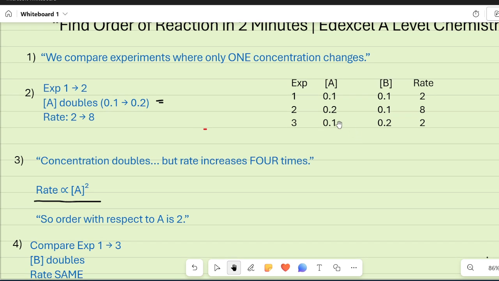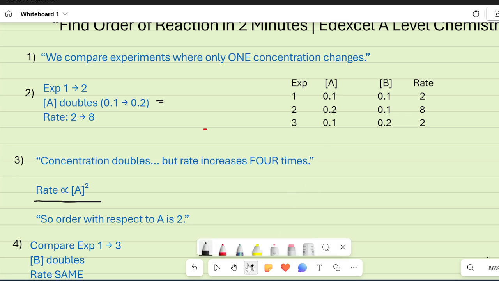First of all, you need to choose those values in which the concentration of only one reactant changed while the remaining reactant concentration remains constant. Okay, so let's say we are going to find the order with respect to A.